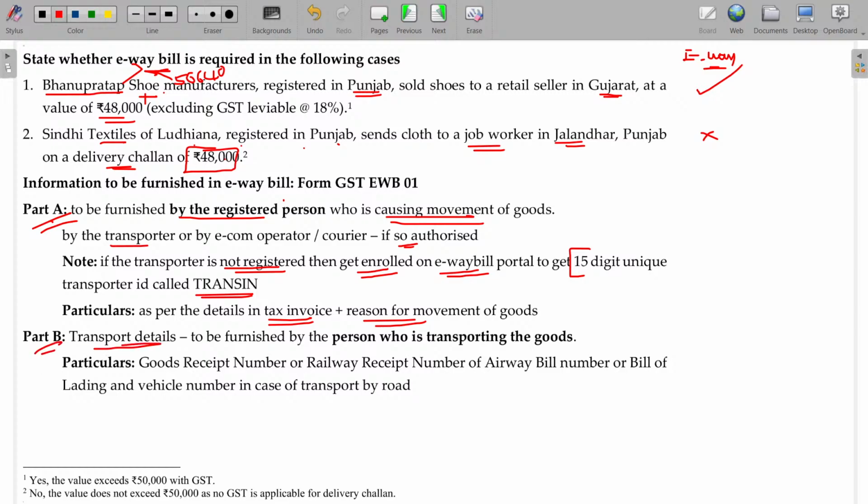And Part B is the transport details. The person who is transporting the goods records the transit document number: in case of railway, the receipt number; for air, the airway bill number; for ship, the bill of lading number; and the vehicle number in case of transport by road. So part A is all about the goods, part B is all about vehicles. Part A is filled by the person causing the movement of goods, or he can authorize the transporter to fill. Part B is filled by the transporter because he knows about the vehicle.